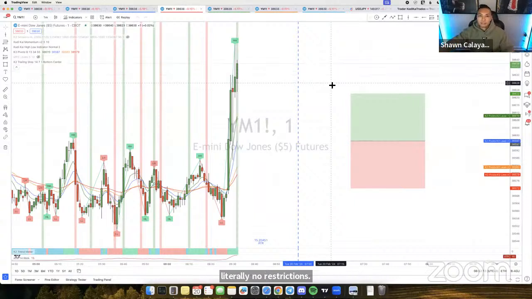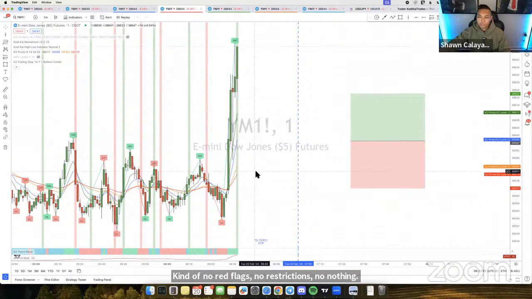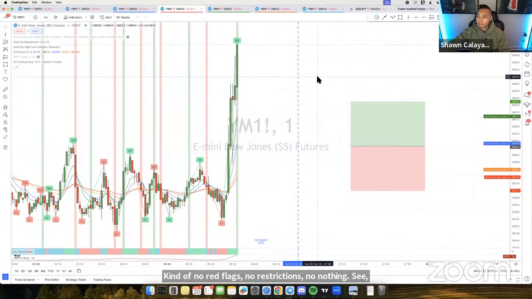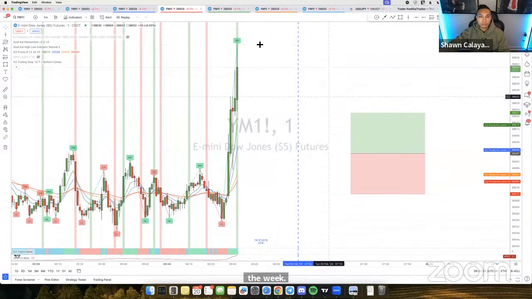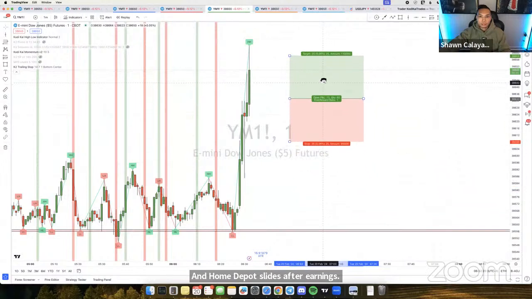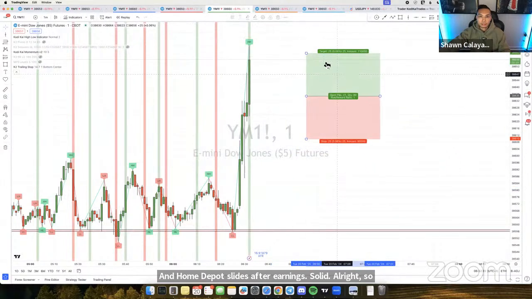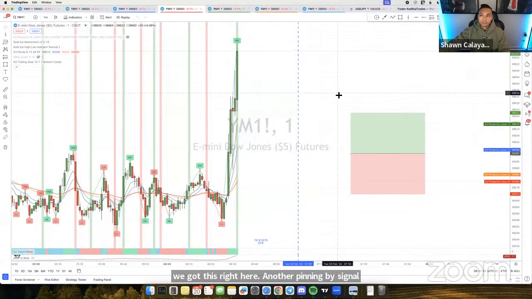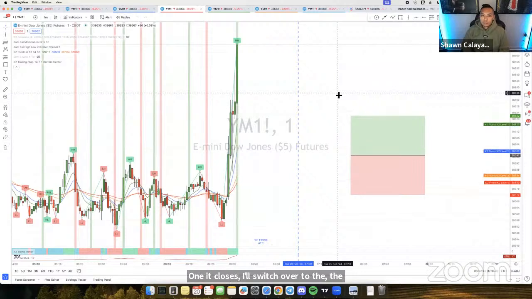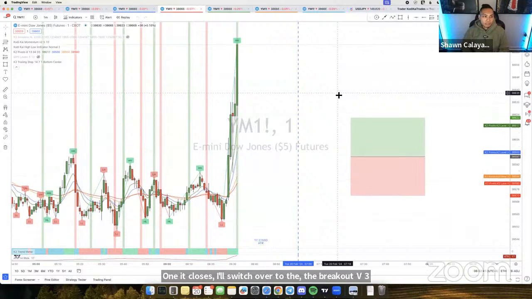Let's see, Maddie said CNBC released that stocks are starting to fall for the week. Okay, perfect. And Home Depot slides after earnings. Solid. All right, so we got this right here. Another pending buy signal that hasn't closed yet. Once it closes, I'll switch over to the breakout V3 chart. We just need that buy signal. The buy signal is going to be the key thing for the breakout V3 chart.